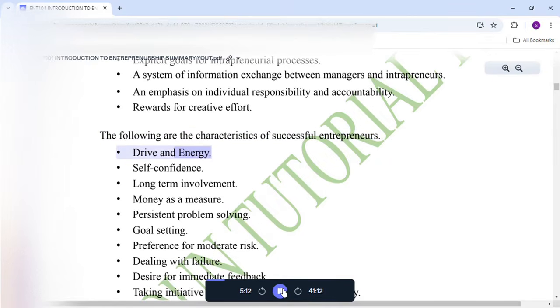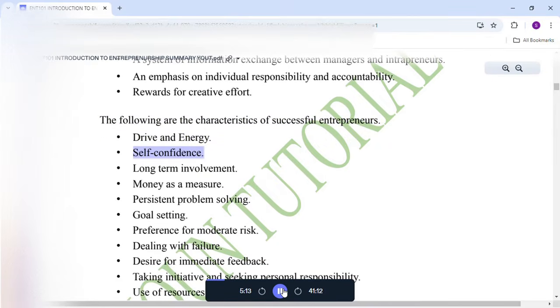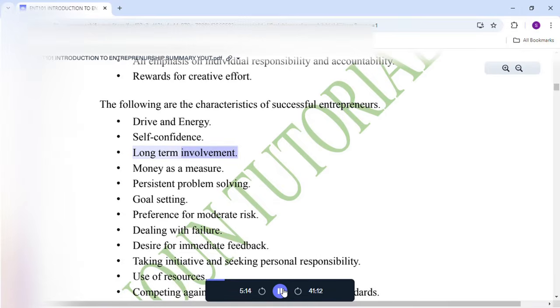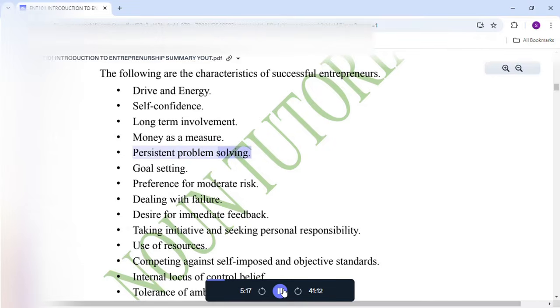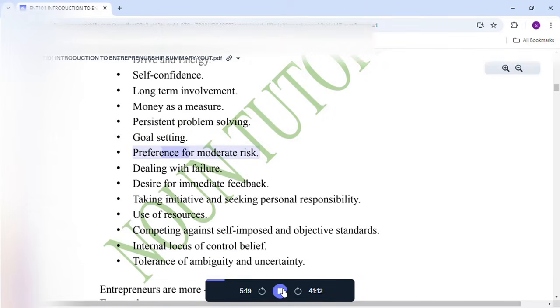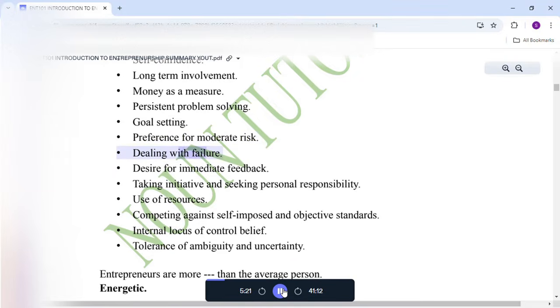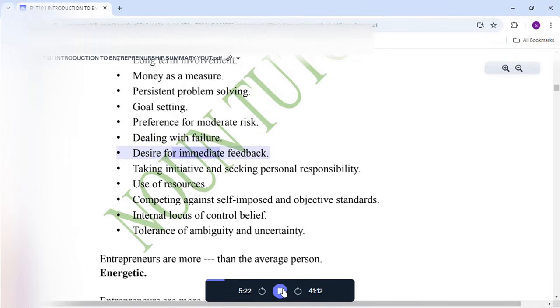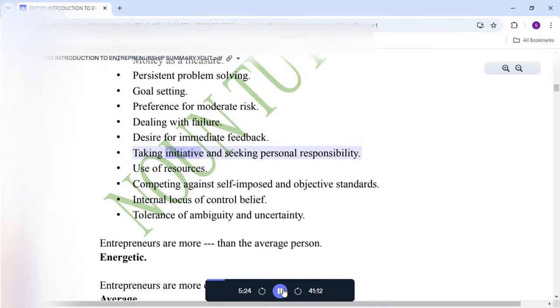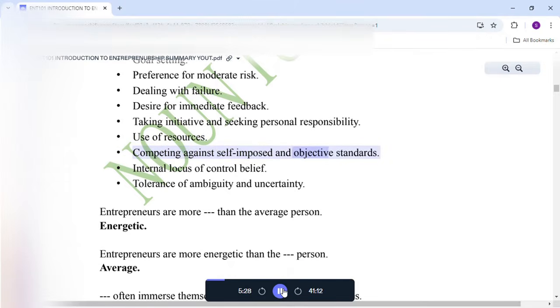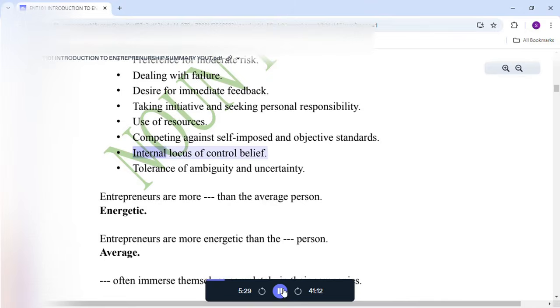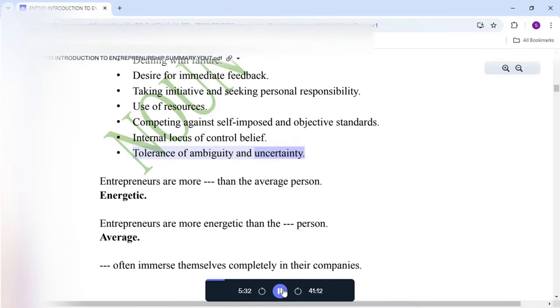Drive and energy. Self-confidence. Long-term involvement. Money as a measure. Persistent problem solving. Goal setting. Preference for moderate risk. Dealing with failure. Desire for immediate feedback. Taking initiative and seeking personal responsibility. Use of resources. Competing against self-imposed and objective standards. Internal locus of control belief. Tolerance of ambiguity and uncertainty.